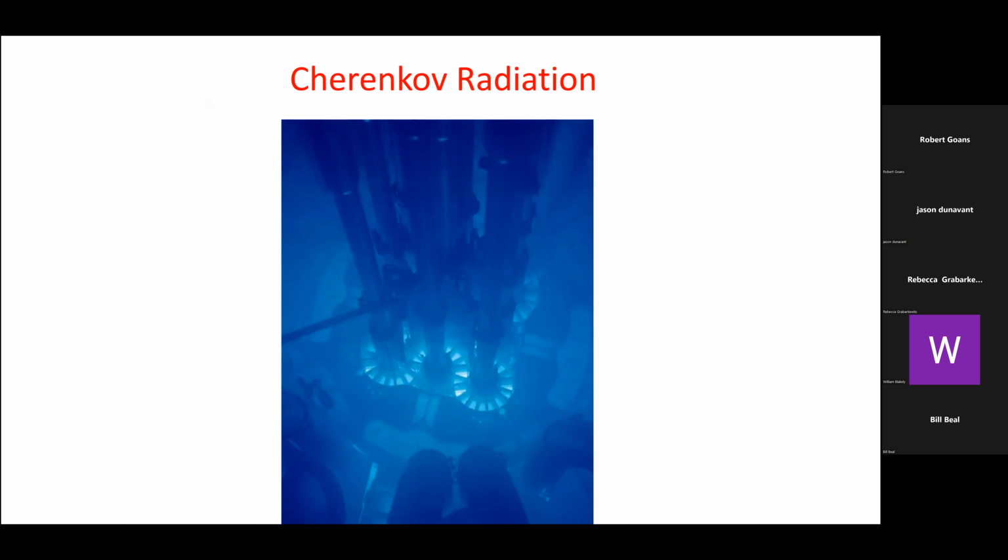Here's a picture of Cherenkov radiation in a reactor pool, actually. Cherenkov radiation, as you know, is when you have charged particles, typically electrons, that are moving faster than the speed of light in that medium. Like in a water medium, they're moving faster than the speed of light is. So that blue light, which he saw moving across the ceiling, was Cherenkov radiation.